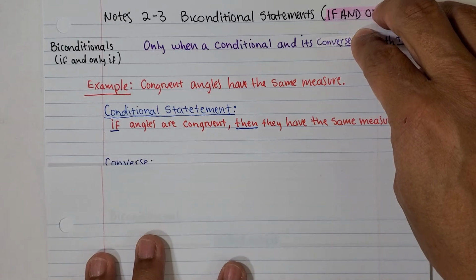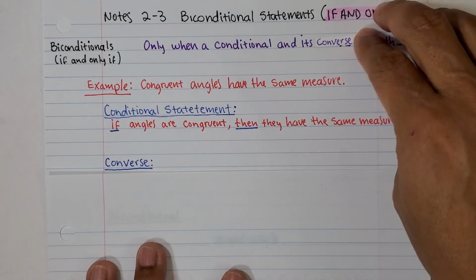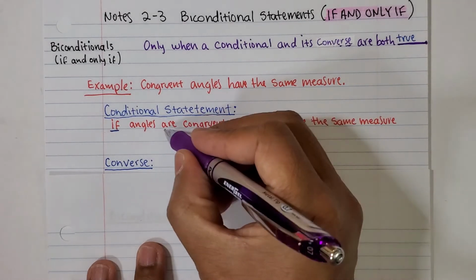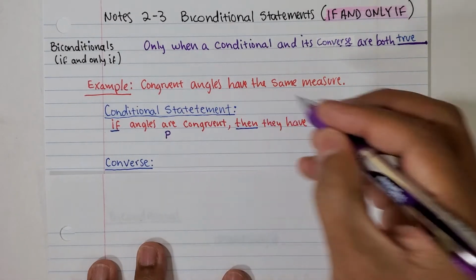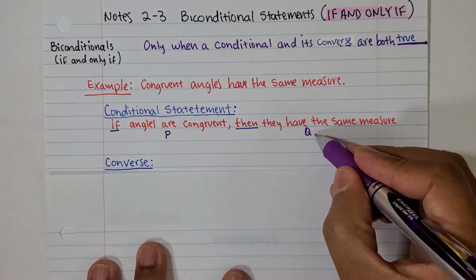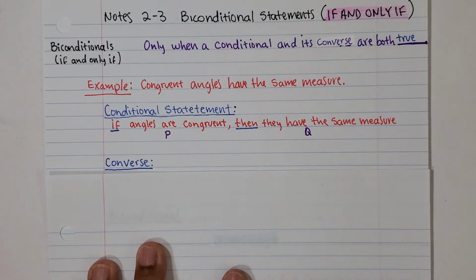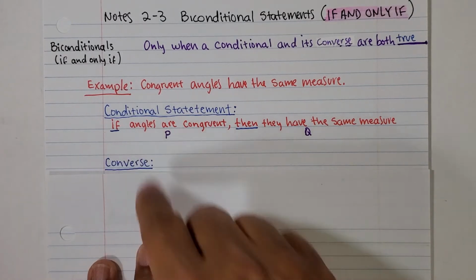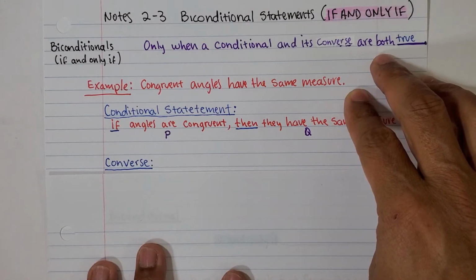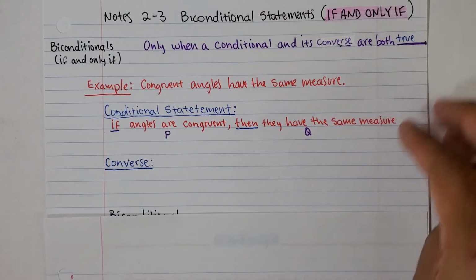What about the converse? How would you write the converse on this one? Just as a reminder, P is the hypothesis, Q is the conclusion, and the converse is going to do what to the conditional? You guys remember that? It's just going to switch them. Okay, so it's going to be backwards.